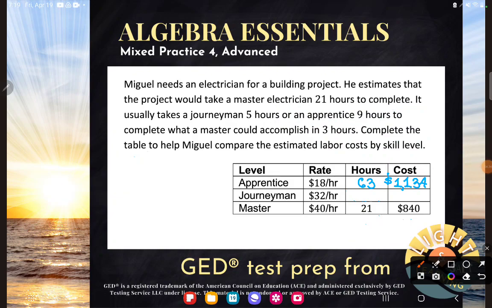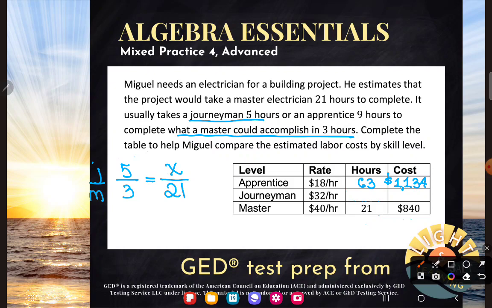Let's do our work now to figure out our journeyman. Okay, so what do we know about our journeyman's work style? It says it usually takes a journeyman 5 hours or an apprentice 9 hours to complete what a master could accomplish in 3 hours. Okay, so my relationship of journeyman to master, his usual rate, is it takes a journeyman 5 hours for every 3 hours of work for a master. But my master is not actually working 3 hours. My master is working 21 hours.